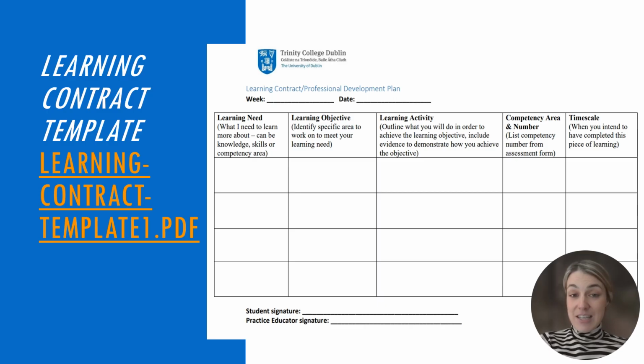The learning activity or activities required. So an outline of what you will do in order to achieve the learning objective, and you're to include evidence to demonstrate how you will achieve this objective. The competency area and number, so list the competency number from the assessment form, and then the timescale when you intend to have completed this piece of learning. Then the practice educator and the student will sign off on the learning contract.